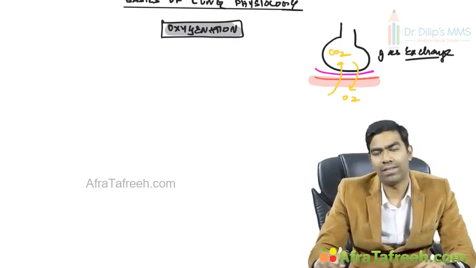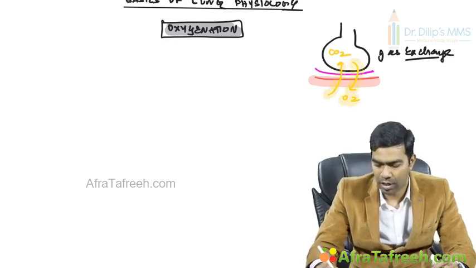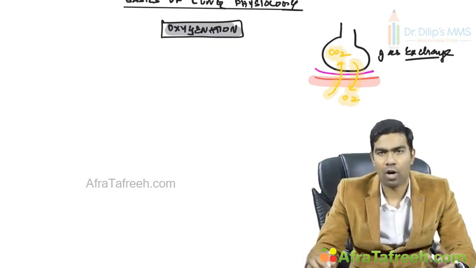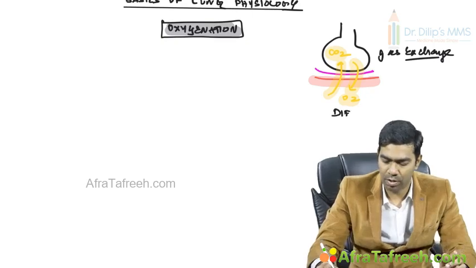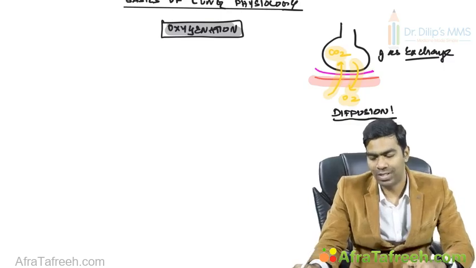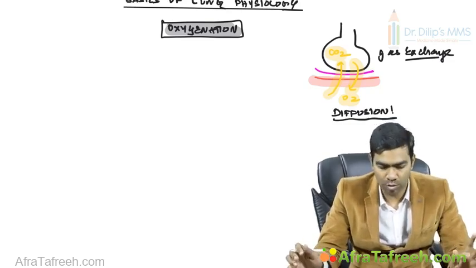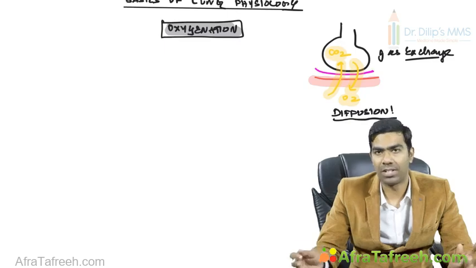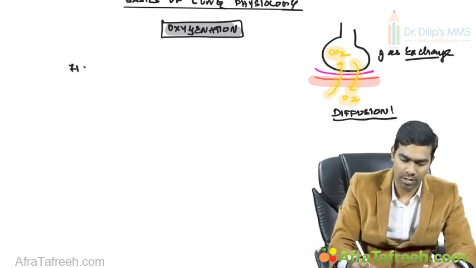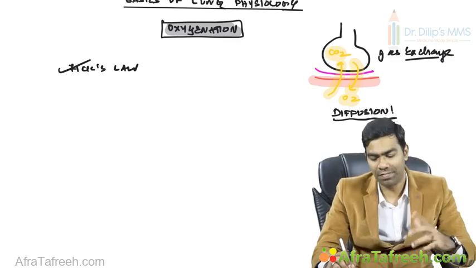Okay. So having said that about gas exchange, how does the oxygenation process happen? Remember, these gases, oxygen moving inside or carbon dioxide moving outside, all of this is based upon a process called diffusion. This diffusion of gases is actually governed by a lot of laws. A lot of rules are there which govern this diffusion. The most important of all is Fick's law. This is Fick's law of diffusion.